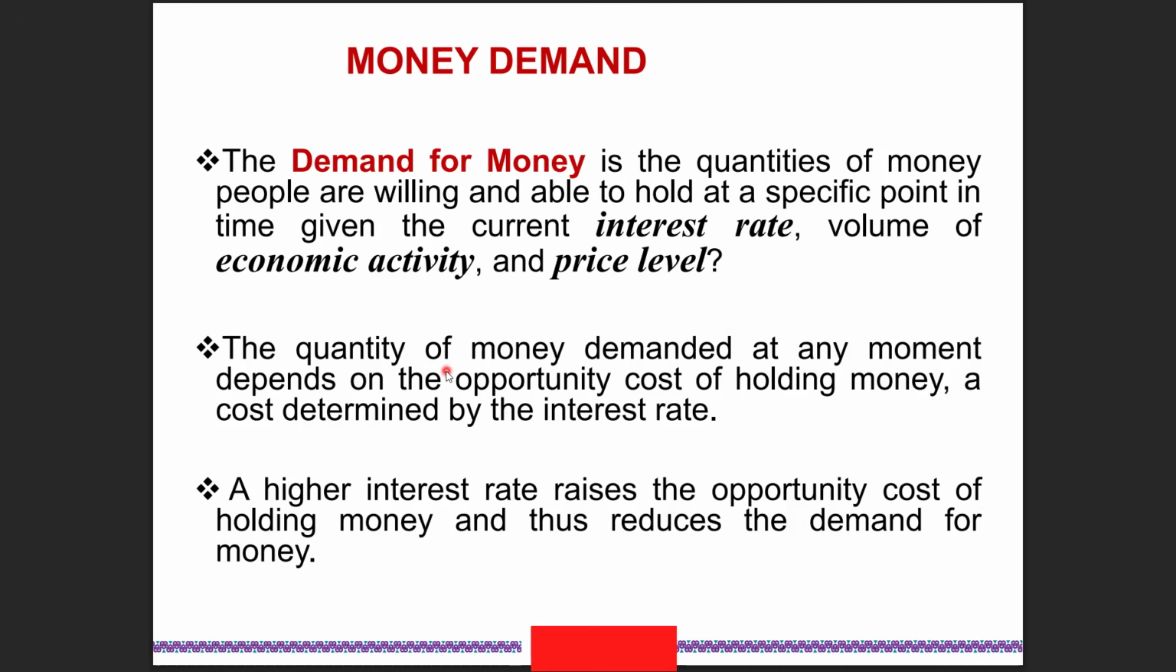So the quantity of money demanded at any moment depends on the opportunity cost of holding money. The opportunity cost of holding money is the interest that you could have earned on your investment if you did not hold your money, if maybe you invested it, right? So that's the opportunity cost, and it is determined by the interest rate. The higher the interest rate rises, the higher the opportunity cost. So they're basically saying that if the interest rate is increasing, the opportunity cost of holding money also increases and then reduces the demand for money.